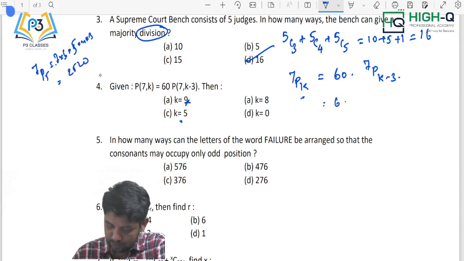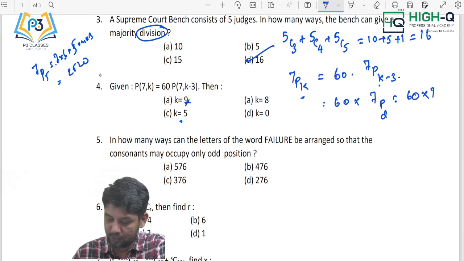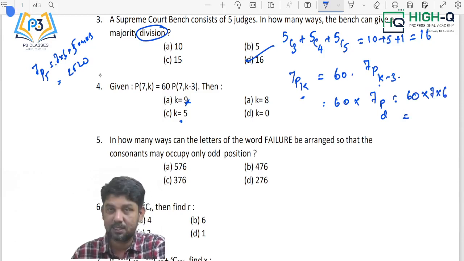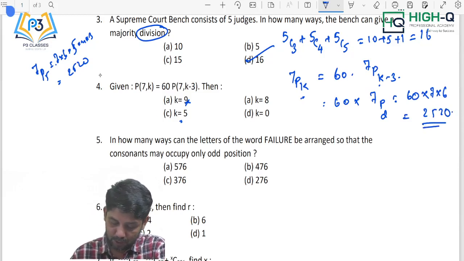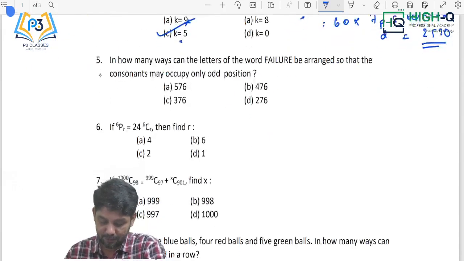Now 60 into 7P2. So 60 into 7P2 is what? 7 into 6, again 4 into 6. So 2520. So both are equal, therefore our answer is 5. Simply you can do it. Don't use the formula, don't waste your time.